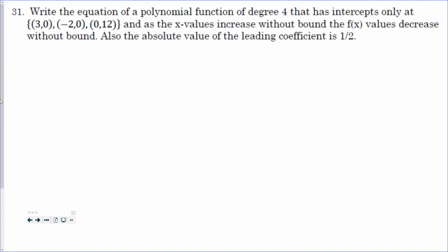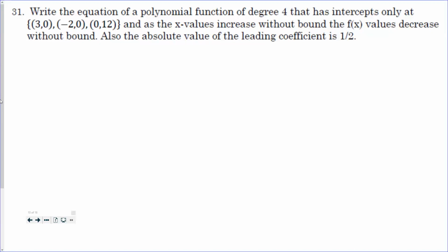All right, so let's go ahead and get started. For 31, I need to write the equation of a polynomial function of degree 4 that intercepts only at 3, 0, negative 2, 0, and 0, 12. And I'm told that as the x values increase without bound, the f of x values decrease without bound, and also the absolute value of the leading coefficient is 1/2.